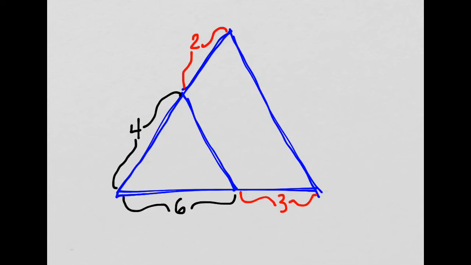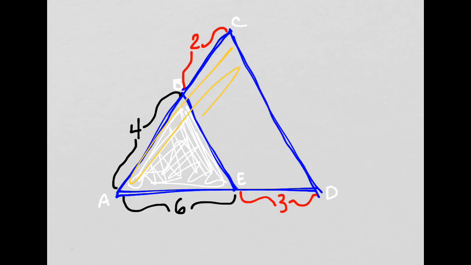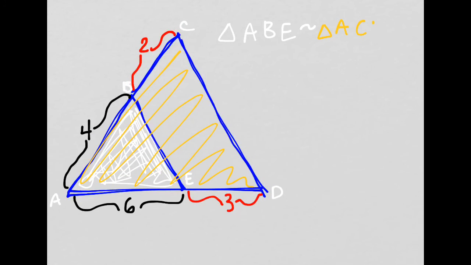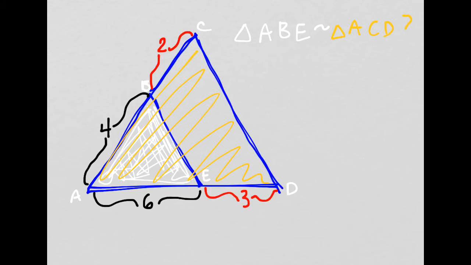Okay, I have two triangles here, and this looks a little bit different than what we've had before. Let's call this A. Let's call this point here B, C, D, and E. And I want to know, is my smaller triangle here that's colored in white congruent to this bigger triangle? Okay, one's just kind of sitting on top of the other. So I'm trying to say, is triangle ABE similar to triangle ACD? Is this true? Well, let's see.